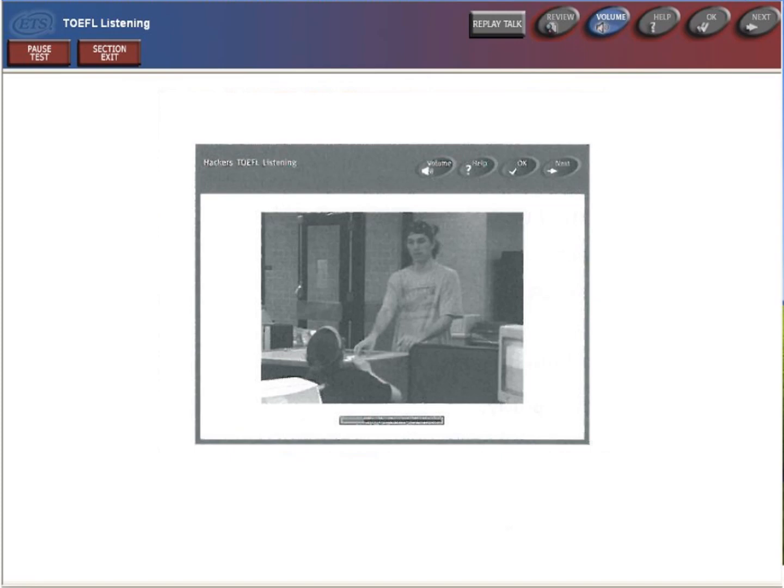(18 to 22). Listen to a conversation between a bookstore attendant and a student.